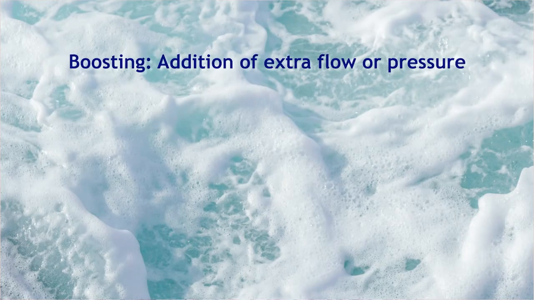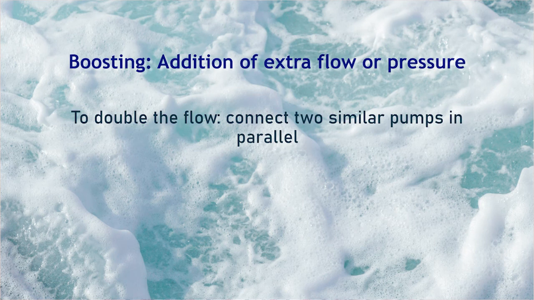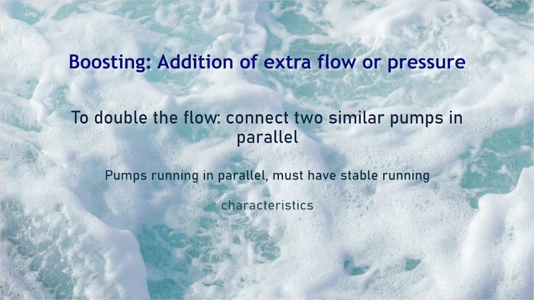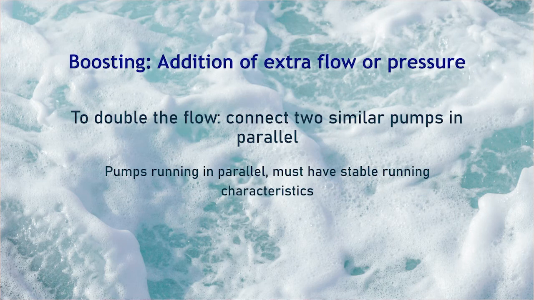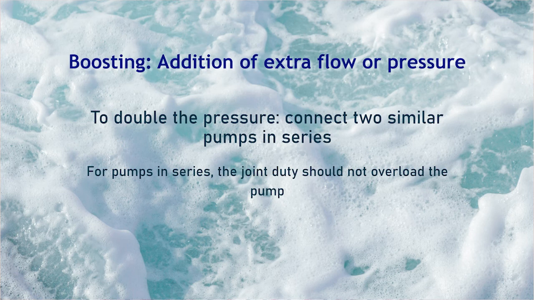Now, addition of extra flow or pressure to an existing waterworks system is relatively easy. For example, if we need to double the flow or double the discharge, all that we need to do is connect two similar pumps in parallel configuration. The pumps that are running in parallel configuration must have stable running characteristics so as to give us the desired amount of flow. Similarly, if we need to double the pressure, we need to connect two similar pumps in series configuration. The key aspect to look for is that for pumps running in series, the joint duty of these pumps should not overload the pump.